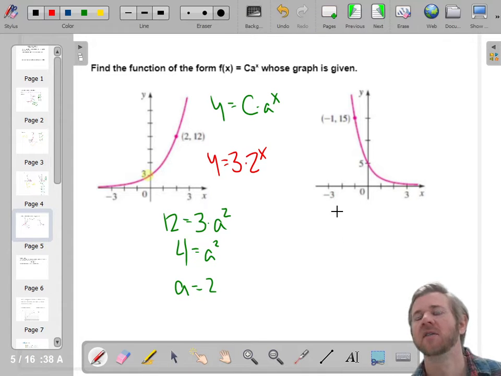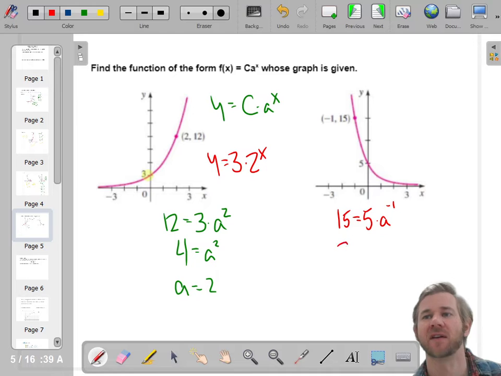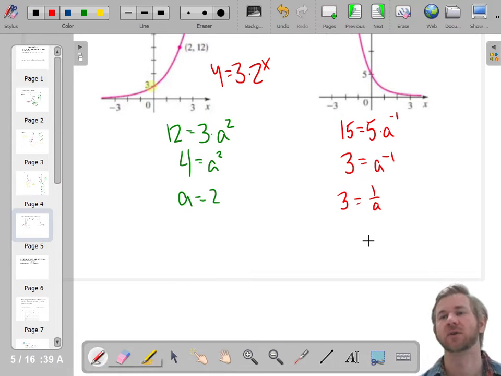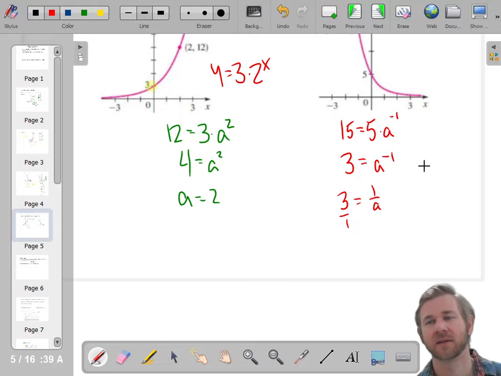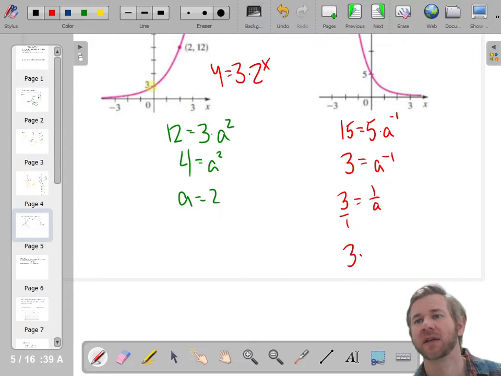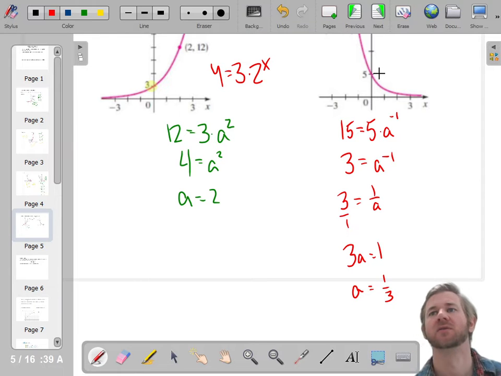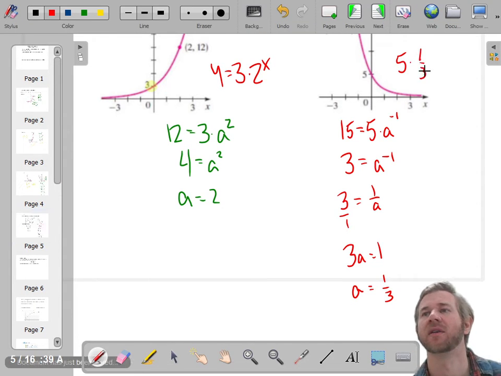One more. 15 equals, that's the y value, c is 5. Oops, c times a to the how many? Negative 1. Okay. So divide both sides by 5. 3 equals a to the negative first. And then I'll do this again. 3 equals 1 over a. Now, you could cross multiply, or you could think of it as a proportion. That means 3a equals 1, so a is 1/3. So this one would be 5 times 1/3 to the x.